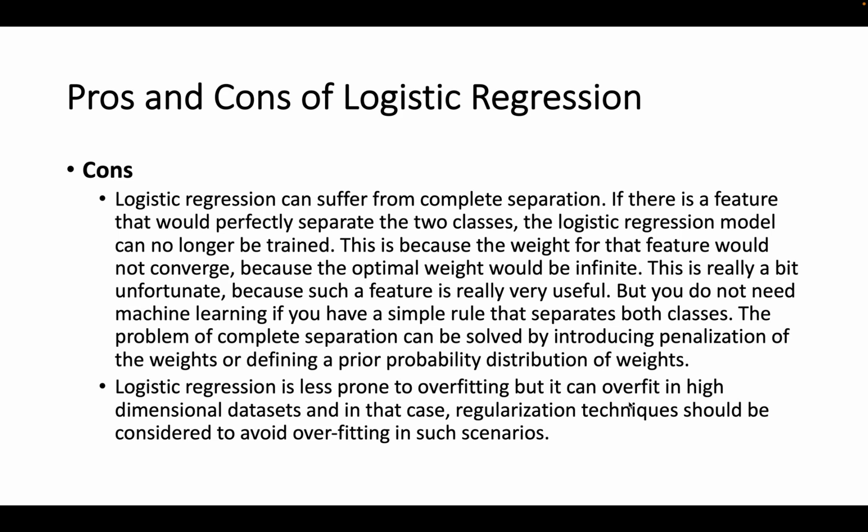Logistic regression can suffer from complete separation. Self-explanatory. If there is a feature that would perfectly separate the two classes, the logistic regression model can no longer be trained. Let's take the attribute rain. There are 2-3 other attributes, but whenever it is raining, you are not going out to play. So rain equals yes means no play. So there is this feature that is able to perfectly separate the two classes. Whenever it is raining, you are not going to play. That becomes the line. Now this is the problem. The logistic regression model can no longer be trained.